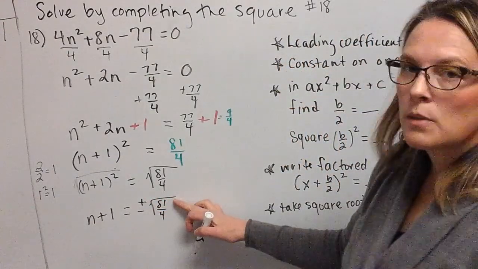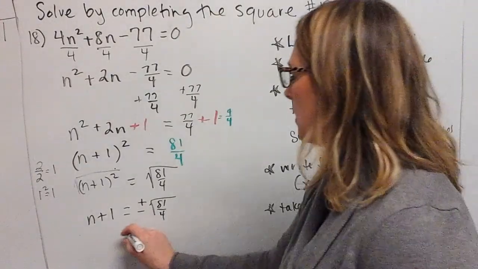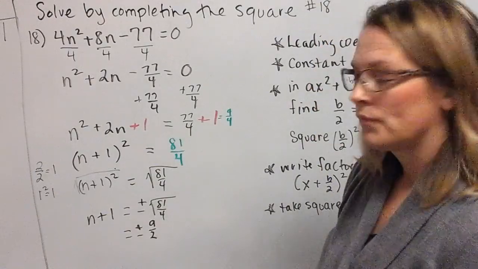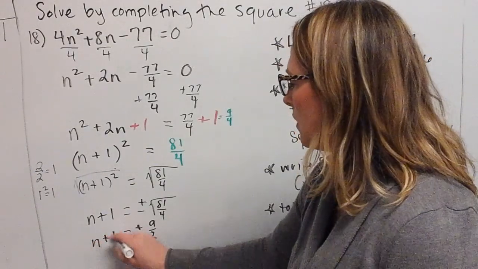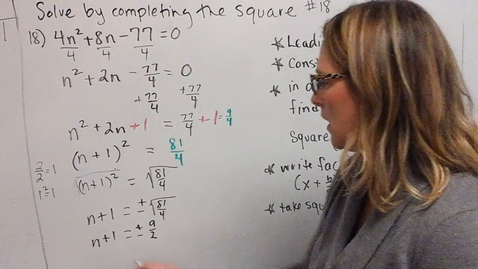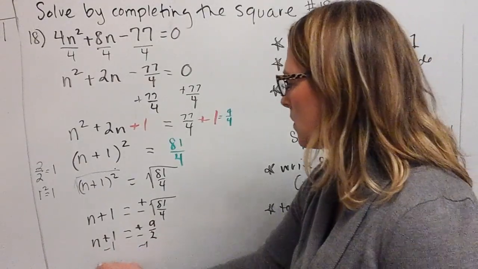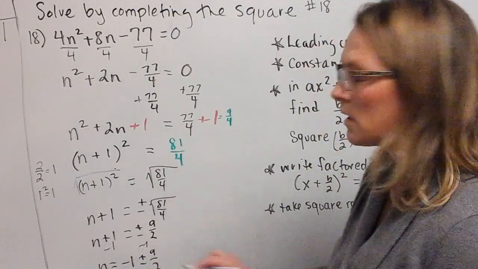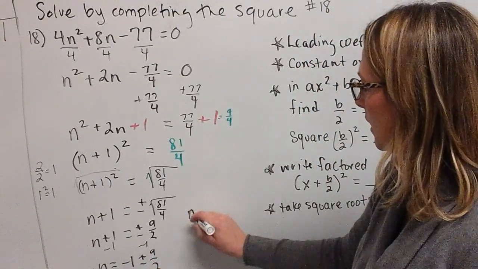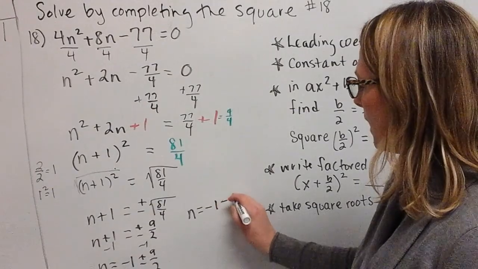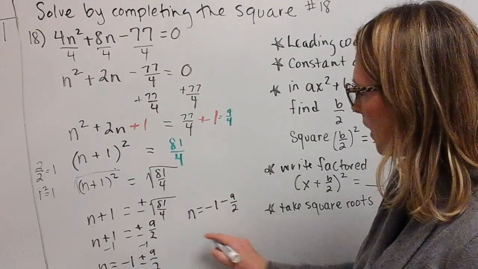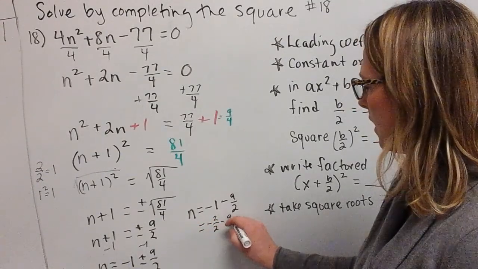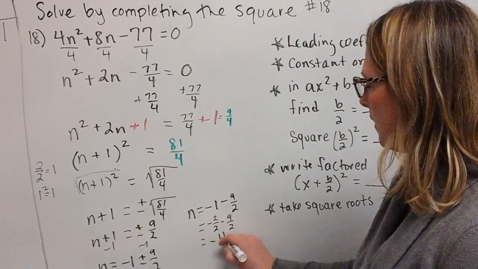What's nice, 81 is a perfect square, 4 is a perfect square. So this really equals plus or minus 9 over 2. Okay? And now I have n plus 1 equals plus or minus 9 over 2. And I'm going to subtract 1. So I get n equals negative 1 plus or minus 9 halves. But this can be simplified. So I can do n equals negative 1 minus 9 halves. And that is equivalent to negative 2 over 2 minus 9 halves. So that's negative 11 halves.